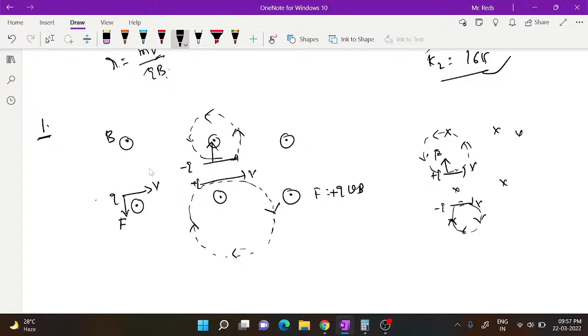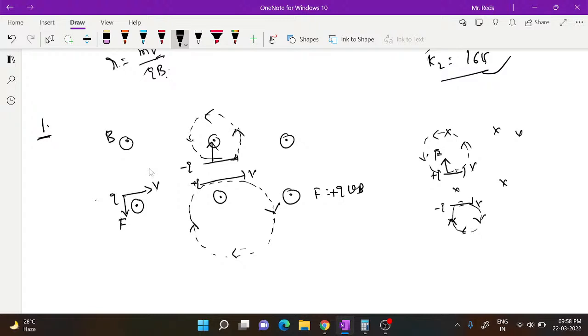Question number 17. So which one? This one. What is it? Some magnetic field, by chance.